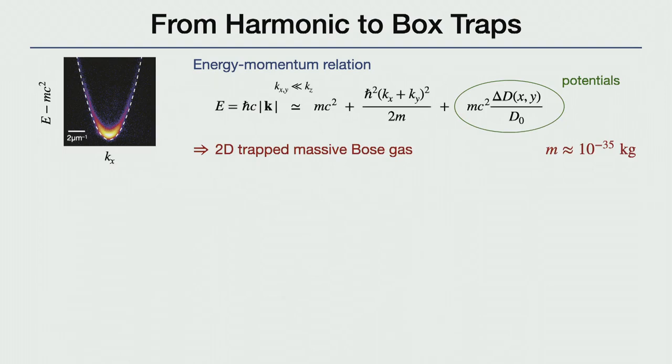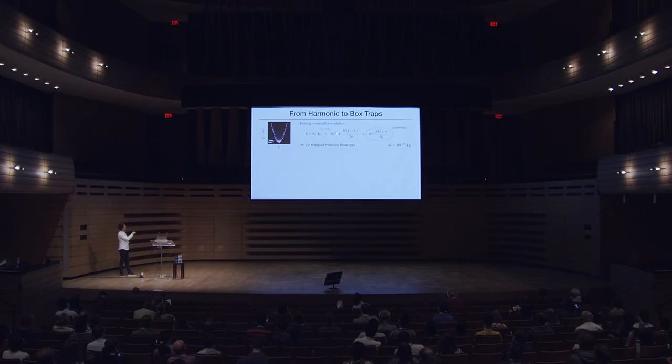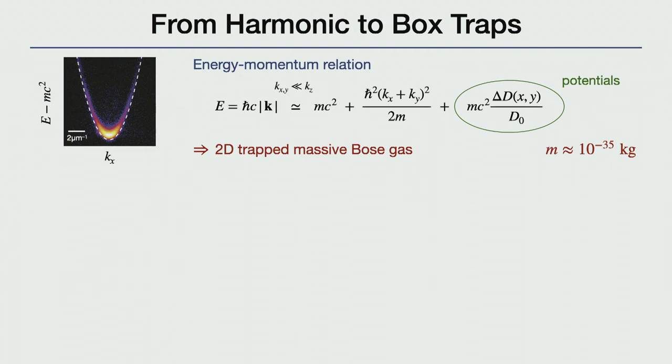Now, I promised you to go from harmonic traps to box traps, and it's useful to look at the energy-momentum relation in the system. I told you it's a 2D system, so one degree of freedom, the kz component, is frozen out, and what we obtain is just a rest energy term with a kinetic energy term, and some additional energy that depends on the spacing of your cavity at transverse position x and y, and that implements a potential. So in other words, we here have a 2D trapped massive Bose gas with a very light mass.